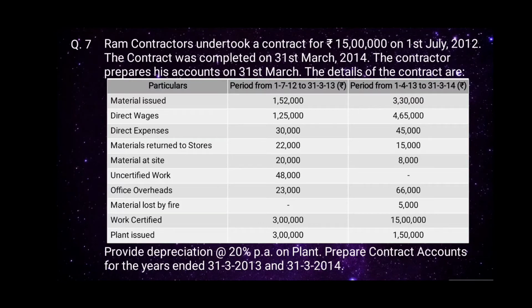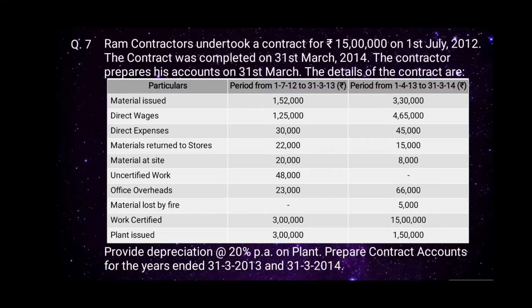Ram Contractors undertook a contract for rupees 15 lakhs on 1st July 2012. The contract was completed on 31st March 2014. The contractor prepares his accounts on 31st March. The details of the contract are given in the table.